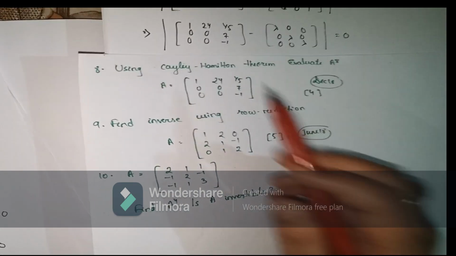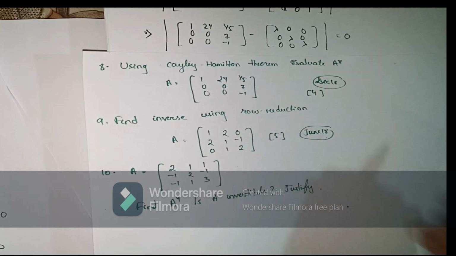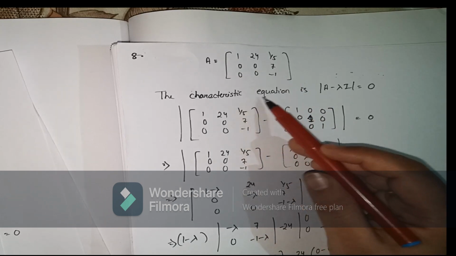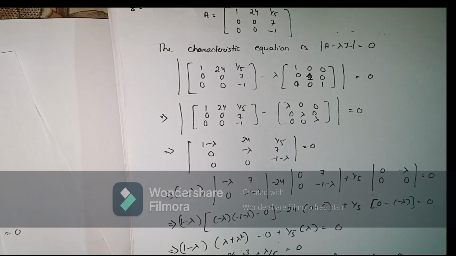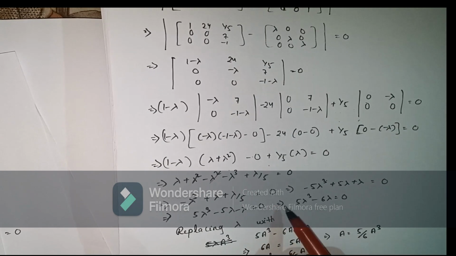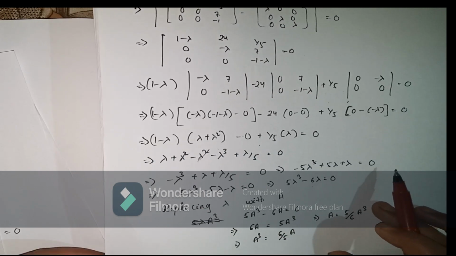Question: using the Cayley-Hamilton theorem, evaluate A to the power 8. So this is the matrix. And the Cayley-Hamilton method means you have to find the characteristic equation. So this is the characteristic equation. Now I have to replace lambda with A. So this is what you got.